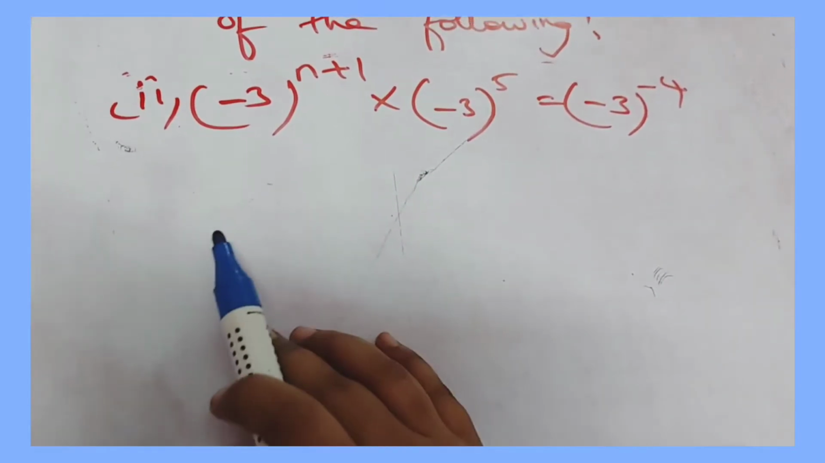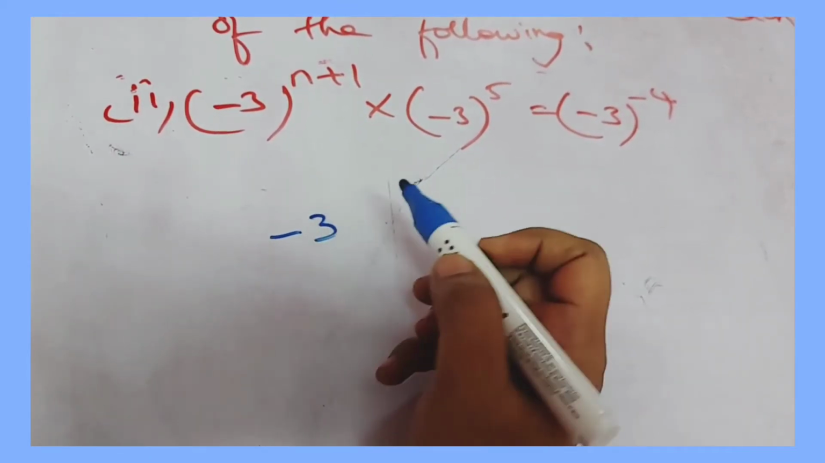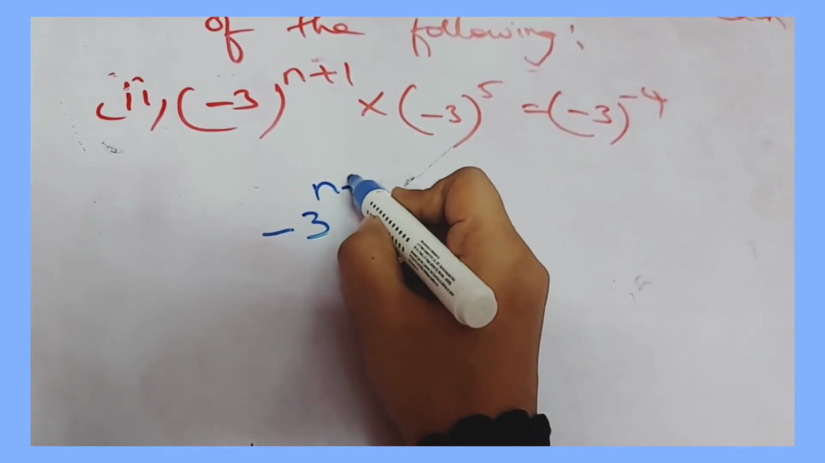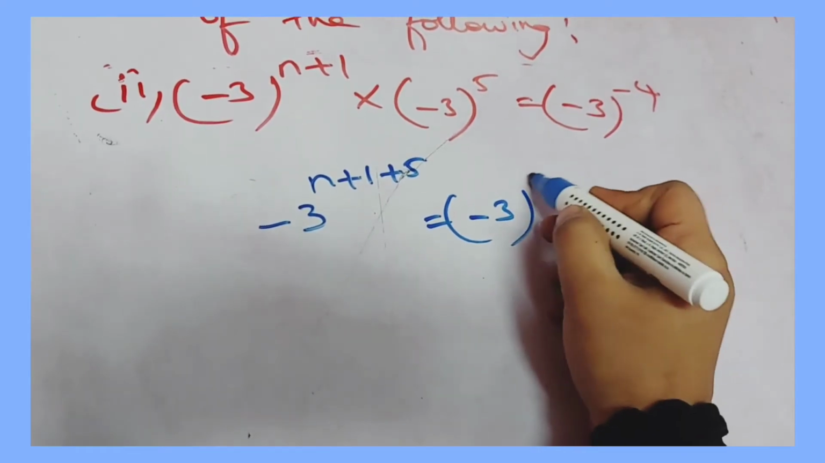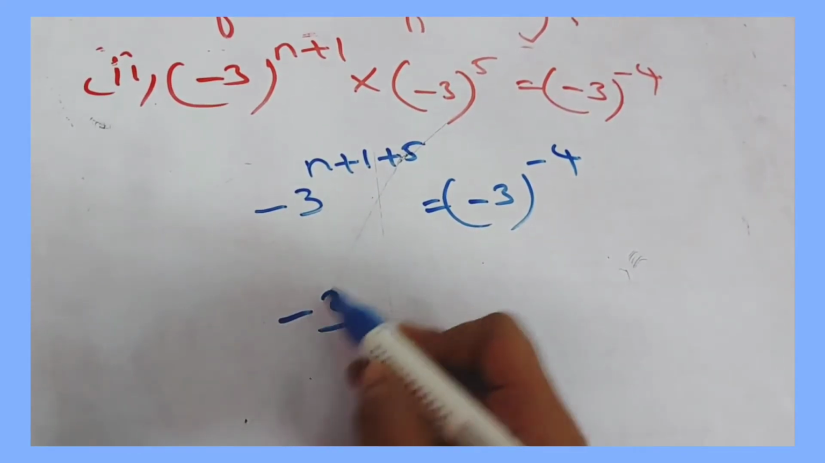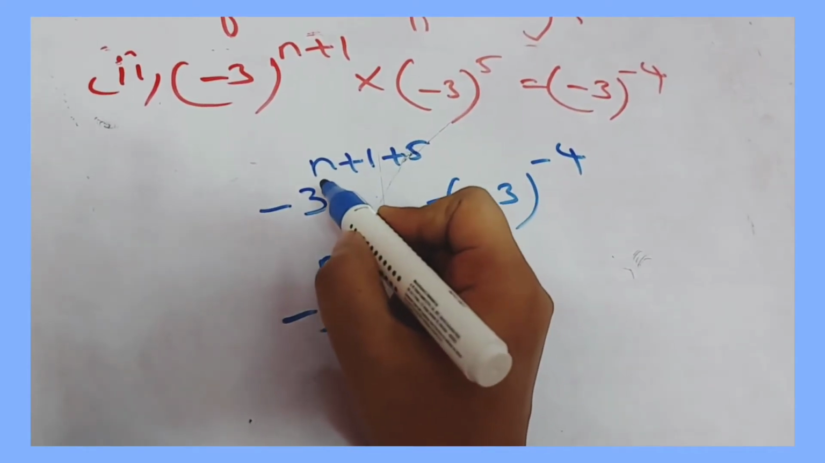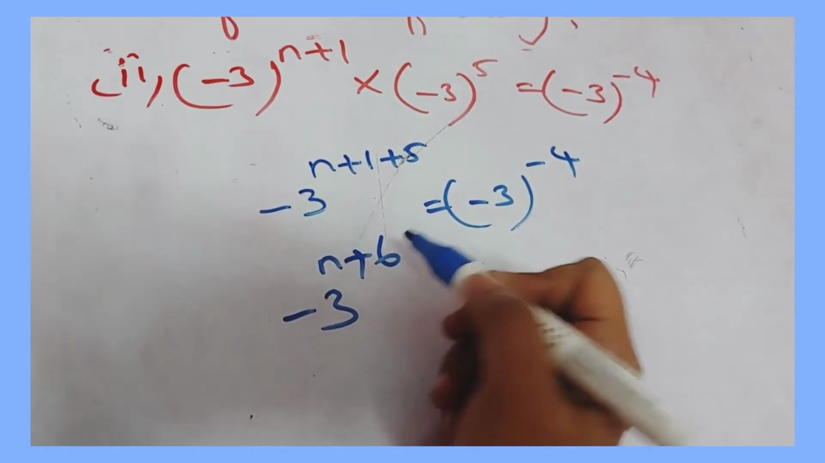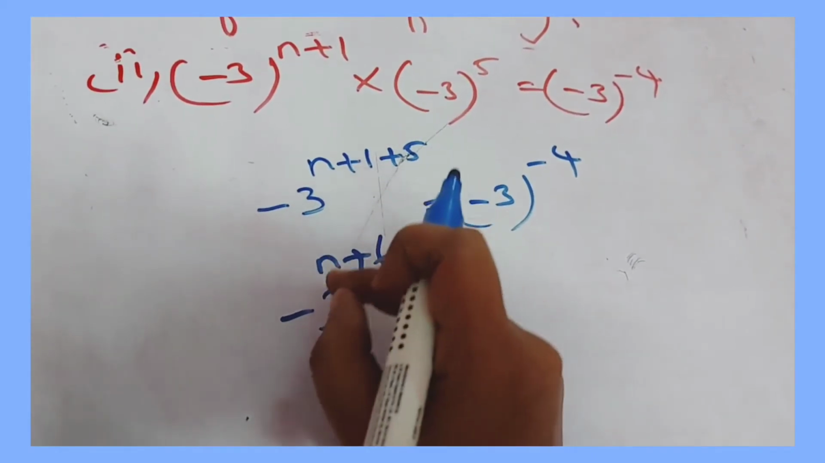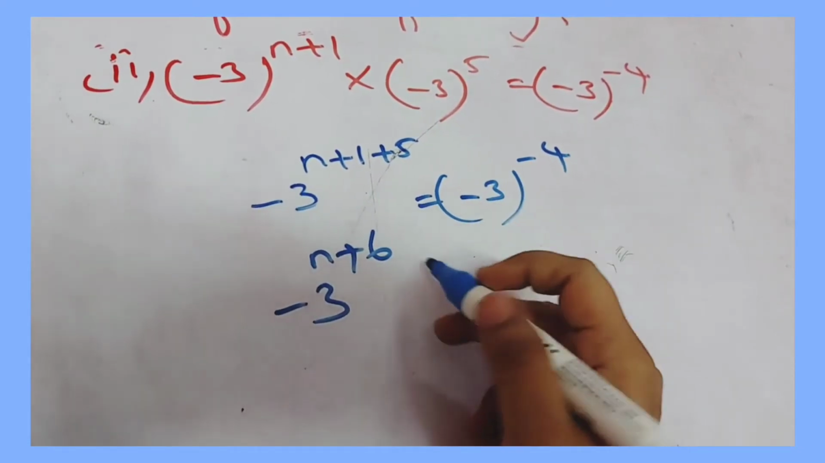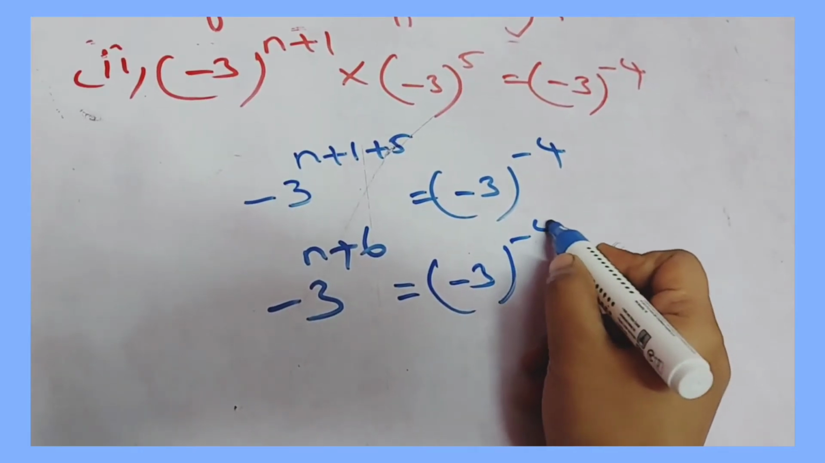Here also in the second bit you have to do the same. If the bases are same, power should be added. (-3)^(n+1+5) is equal to (-3)^(-4). n + 1 + 5 is 6. So don't add this n, they are not like terms. So you have to add the numbers, and you have to keep this variable like this only. Is equal to (-3)^(-4).